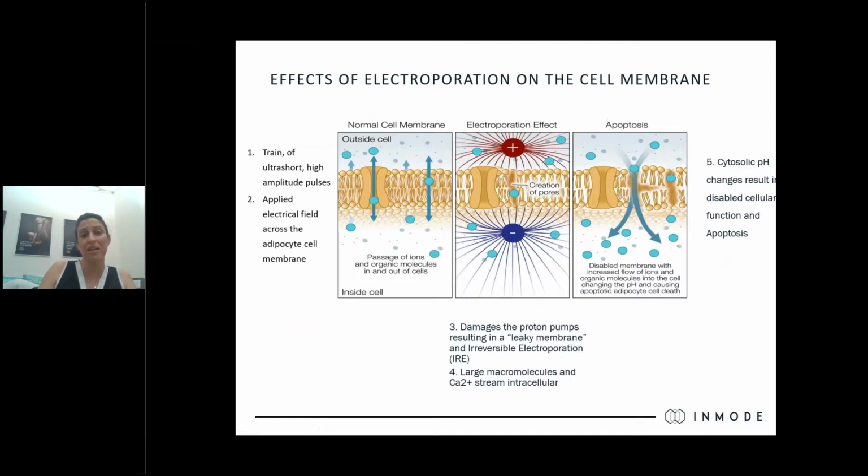Now let's talk very, very briefly on that electroporation. Okay, so we said ultra short pulse with very, very high voltage. What it actually does is apply an electrical field across the adipocyte cell membrane. Okay, so as you know, or if you don't know, each cell of the body is encapsulated in a phospholipid bilayer that maintains its integrity, and there's only a very limited list of substances that can penetrate, and how they can penetrate.